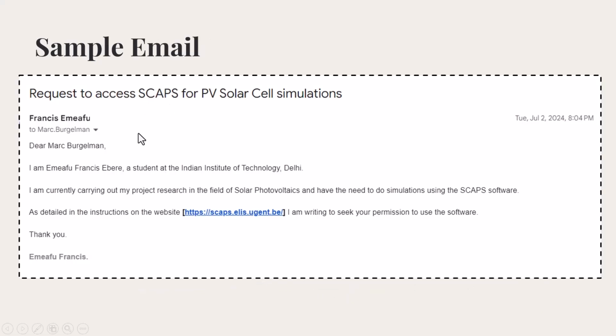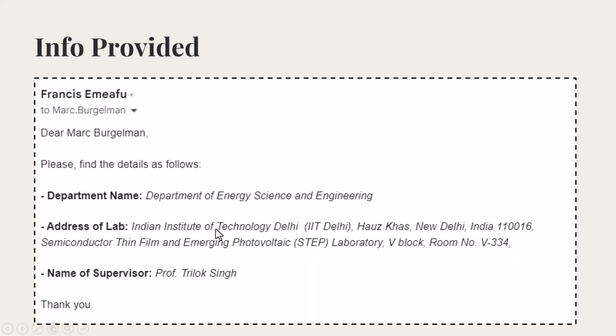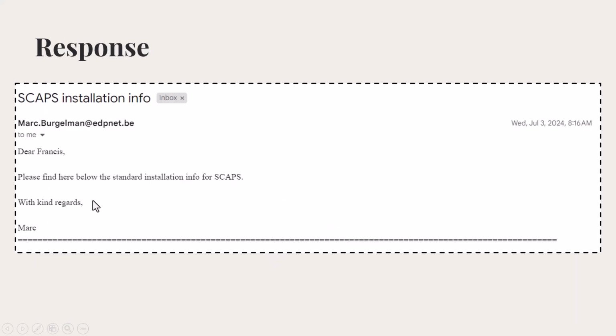This is a sample email I sent when I was trying to access this software, and I faced some challenges. I sent the email, and because some of the information was not clearly outlined, I got a response requesting more information. They requested that I put the name of the laboratory, the full address, and the name of the supervisor. So for that, I provided the information. I added the name of the department, and when I sent this information, I got a response, and the response contained the link to download the actual software.